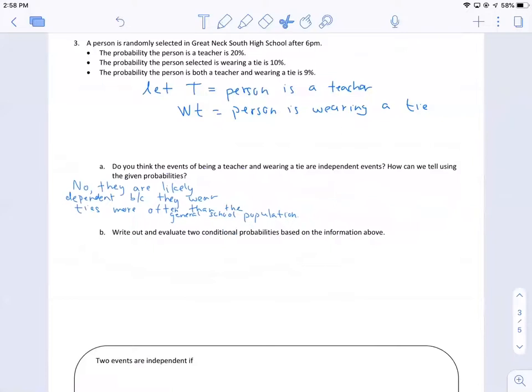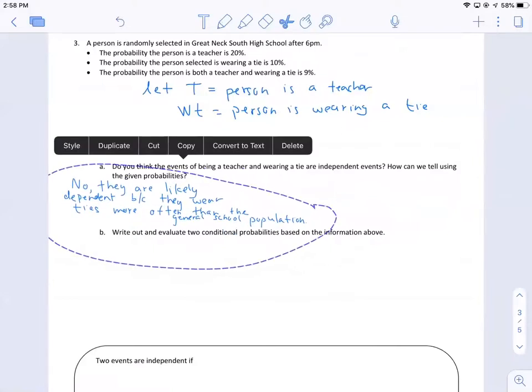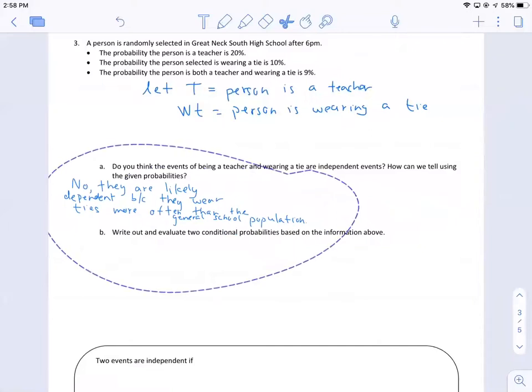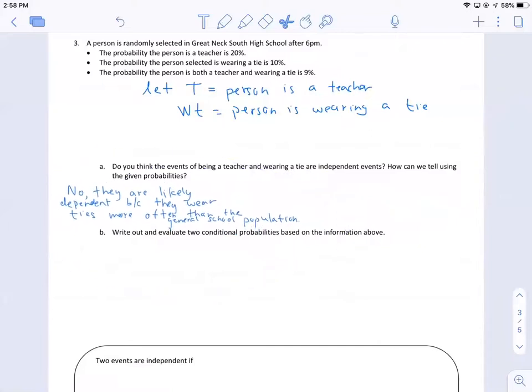And the same is true the other way around. If a person is wearing a tie, doesn't it make it more likely that they're a teacher, right? Or they could be an administrator of some sort. But either way, it's more likely that they're a teacher than if you just pick a random person and they're not wearing a tie. So how can we tell this using the given probabilities?